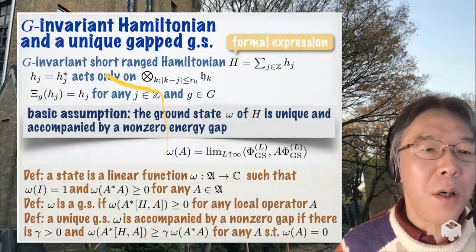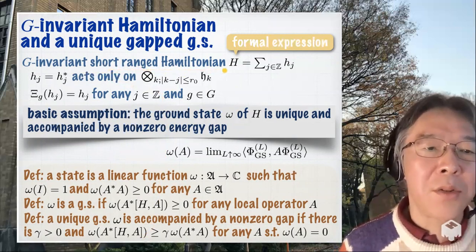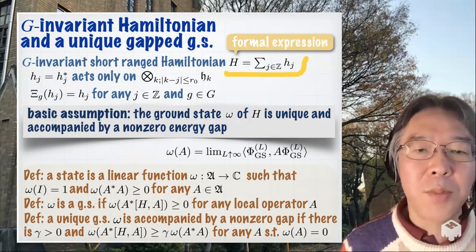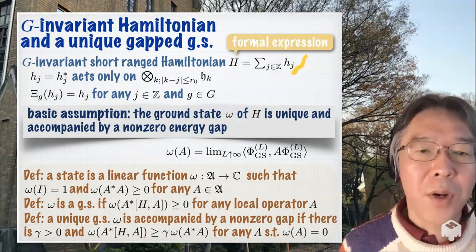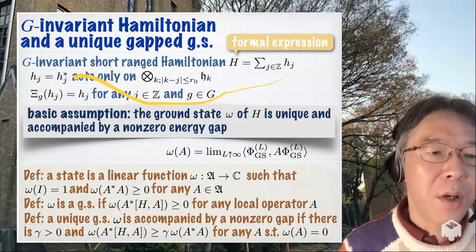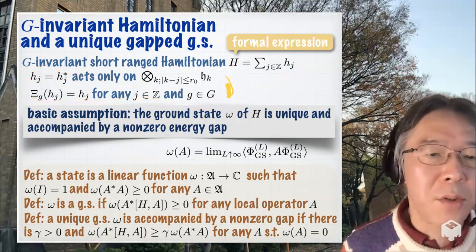And now, I assume, I already said this, I assume that we have a G-invariant short-range Hamiltonian. And mathematically, this is not a good expression. This is just a formal expression, not defining this infinite sum. And the only thing important here is local Hamiltonian H_j. Okay, I think I said already. I talked about this already.